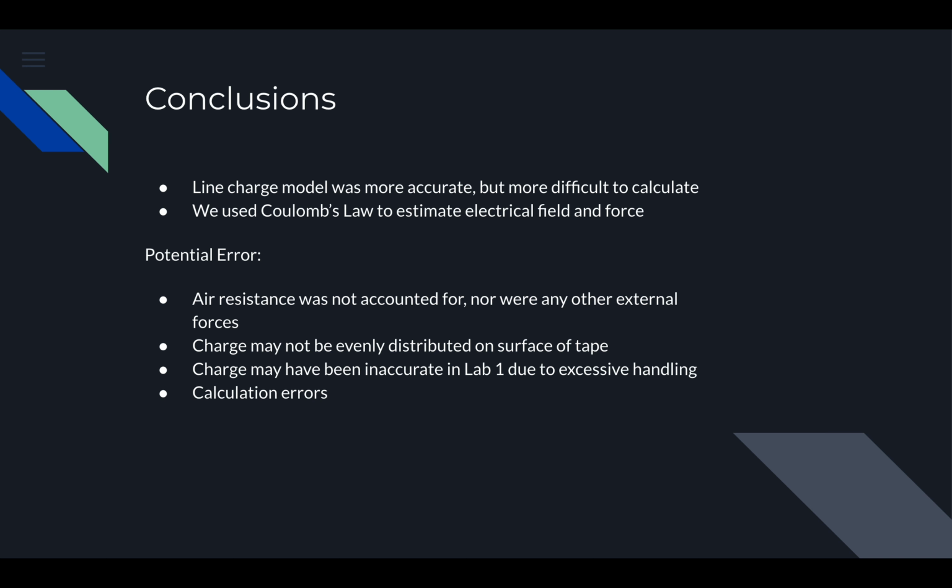Some conclusions were that the line charge model was more accurate, but harder to calculate due to smaller steps, especially with superposition, and that we used Coulomb's law to estimate the electrical field and force. Some potential error here was that air resistance wasn't accounted for, nor were any other external forces. Charge may not have been evenly distributed on the surface of the tapes, and charge may have been calculated inaccurately due to excessive handling of the tapes in lab 1, and there might have been some calculation errors. That is all. Thank you.